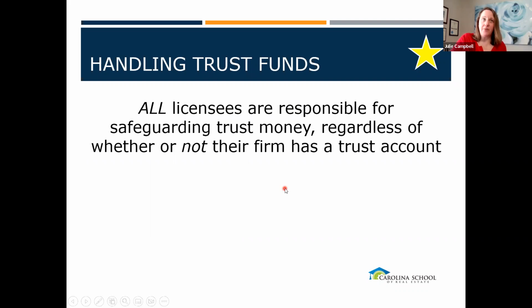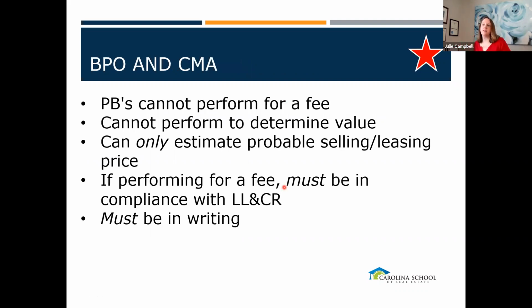So the last little piece of the comments, remember, we're still on the comments. And the last little piece is, again, a nice review of our BPOs and CMAs from Unit 17. This is another one of these things that's covered under license law and commission rule. As a provisional broker, you cannot perform a BPO or CMA for a third party for a fee. Nobody can charge a fee as part of our job, listing agent, buyer's agents. But if you're ever asked to offer your opinion on probable sales price by a third party, as a provisional broker, you can do it, but you can't charge a fee for it.